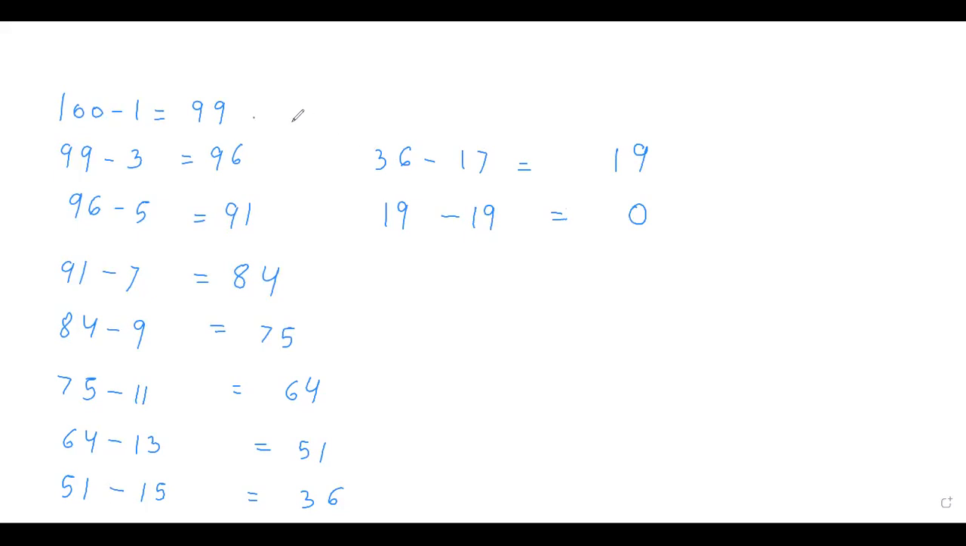Now count the number of steps: 1, 2, 3, 4, 5, 6, 7, 8, 9, and there are 10 steps. In 10 steps, we are getting 0. So the square root of 100 is 10. Similarly, both of you try to find the square root of 169 with the same method, repeated subtraction.